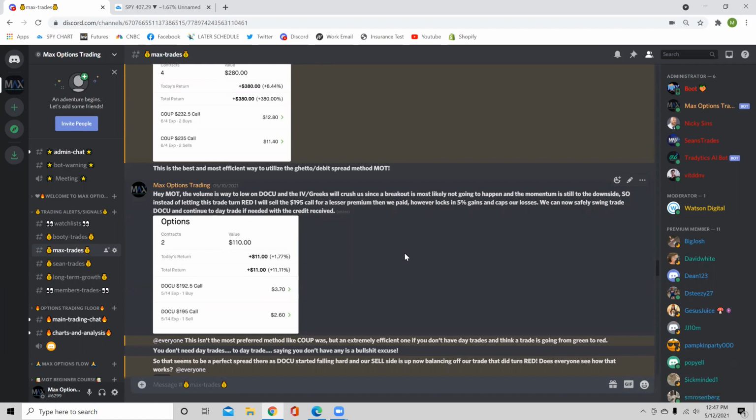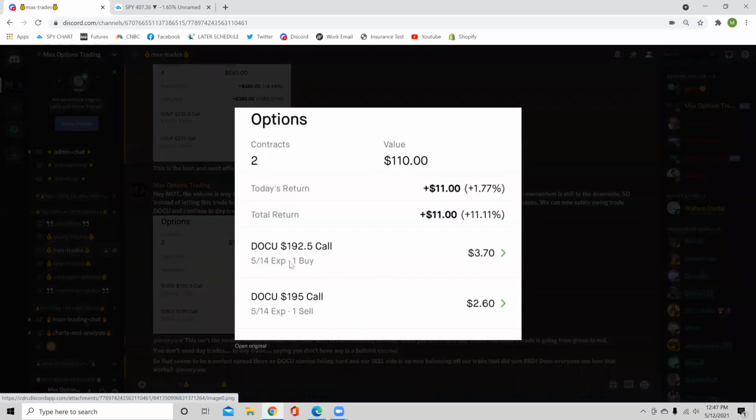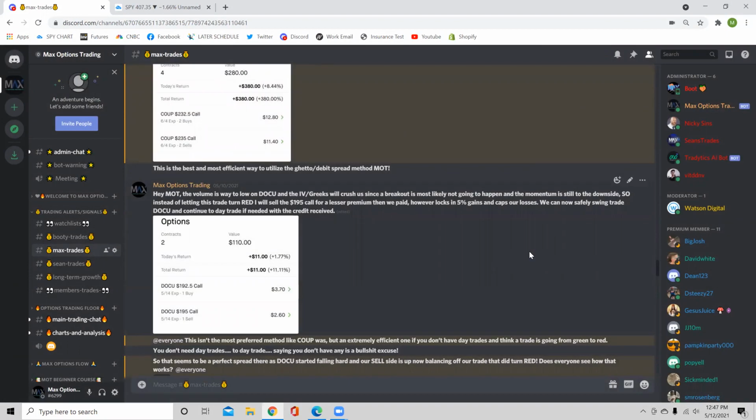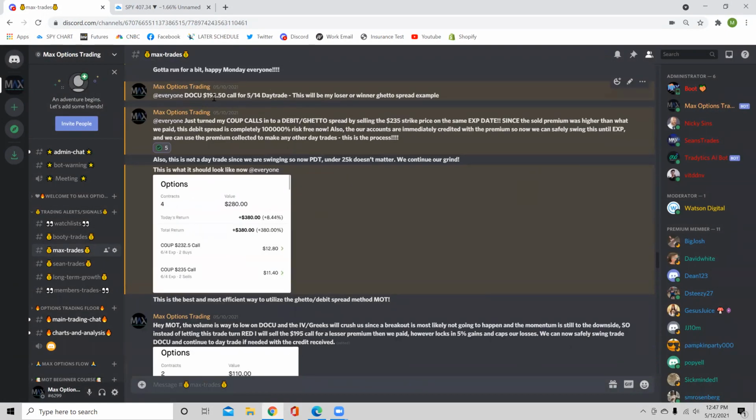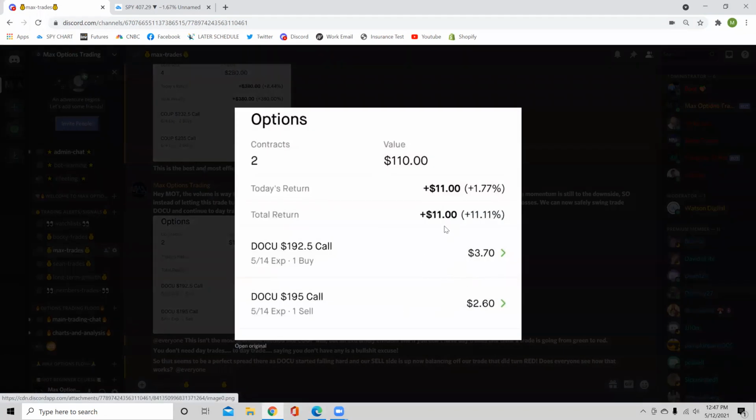And you should never, ever, ever let a trade go green to red. So once I kicked on risk management mode, I turned it into a ghetto/debit spread, so I could safely swing trade this play without having to worry about losses. So I originally opened the 195, or excuse me, the 192.50 call. I opened it at, oh, I didn't put the price. Whatever, I think it was only up about 5%, so like $15. But I sold the 195.